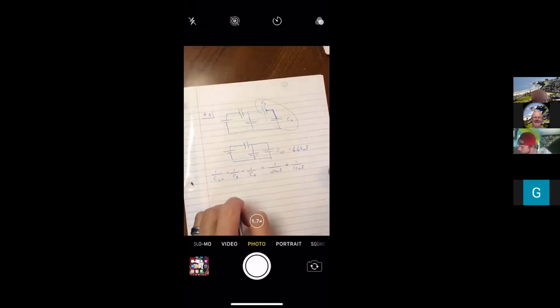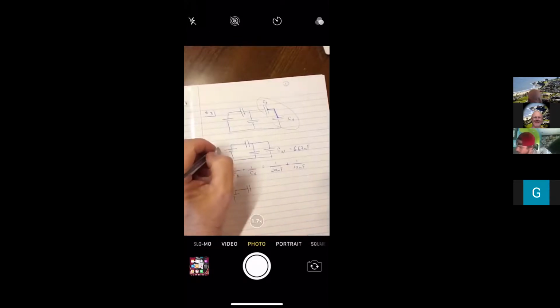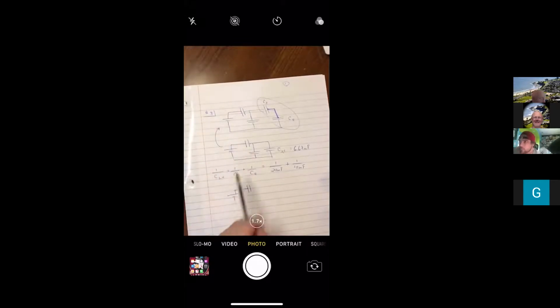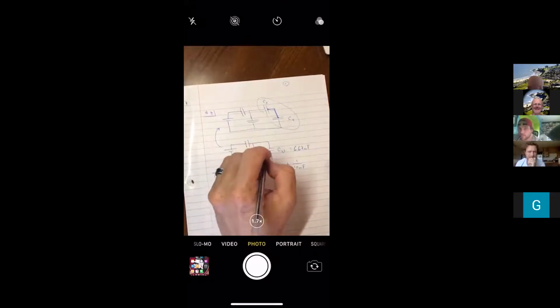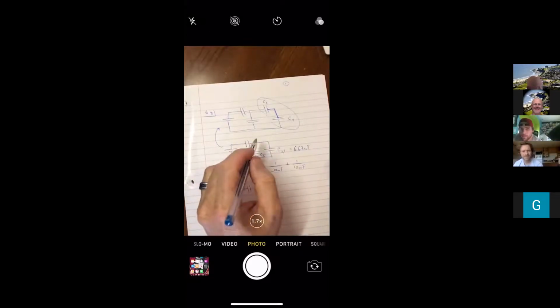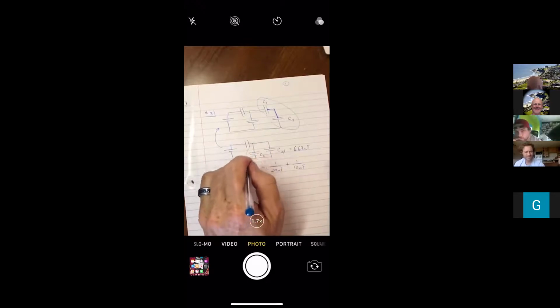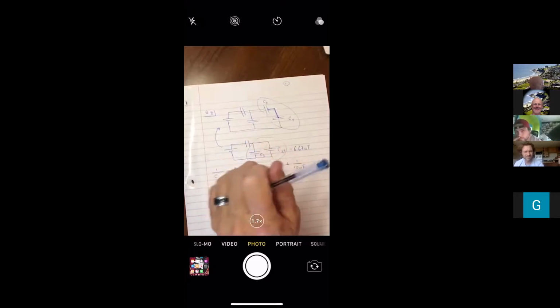Then I would look again and say, all right, this one here is the equivalent of that one. But is there anything that's equivalent of this equivalent? So I like to say, is there an equivalent to the equivalent? And of course, this capacitor number 2 and capacitor number 3 are in parallel.